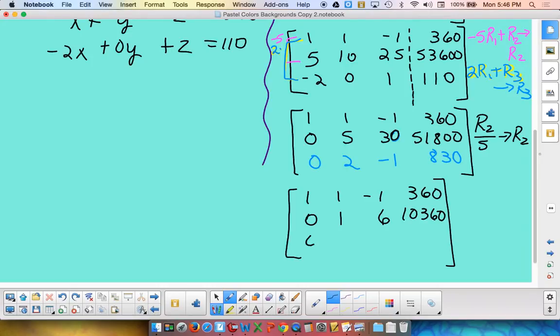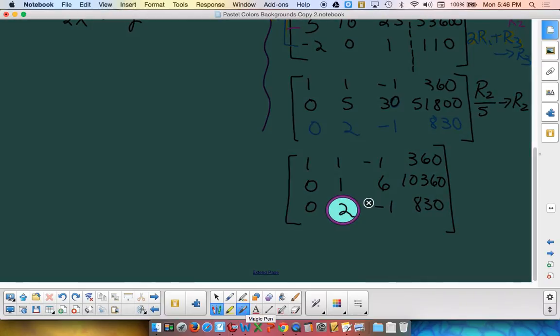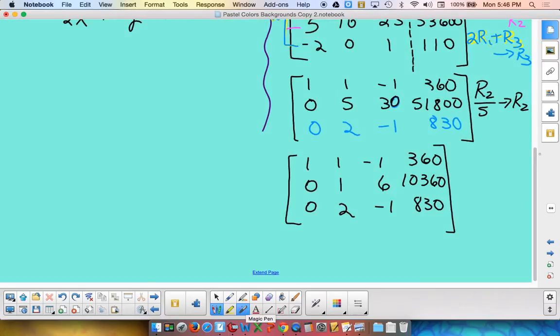Okay, row number 3 is sitting. We have to deal with it last. Last but not least, I need the 0 right down here where this 2 is at. That's got to become a 0. So how do I make it a 0? Do I want to combine it with row 1 or row 2? You don't want to ever use row 1 again, because if you use row 1, this 1 will screw up all your other numbers. You want to avoid that at all costs.